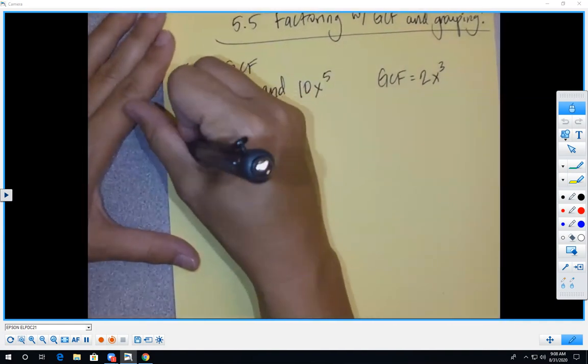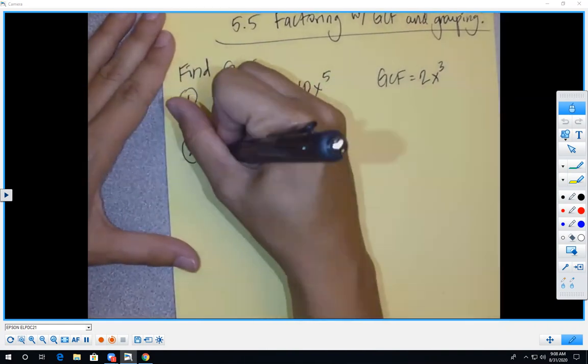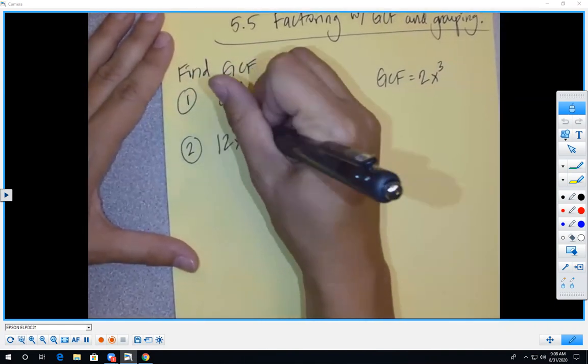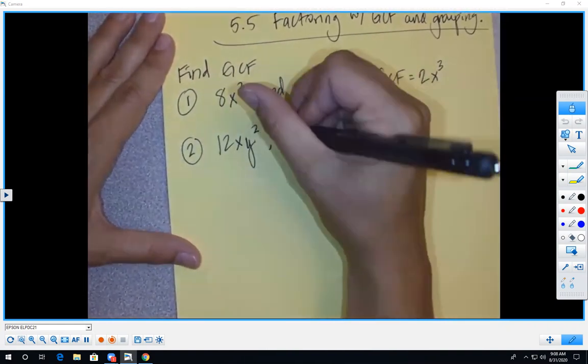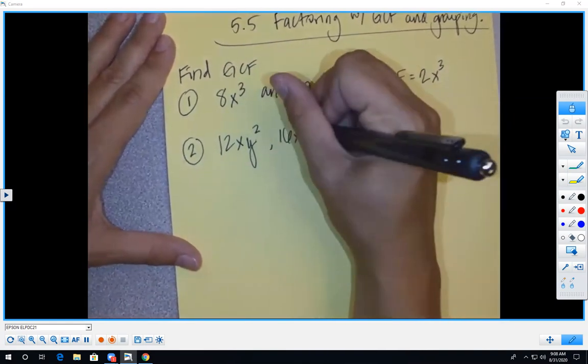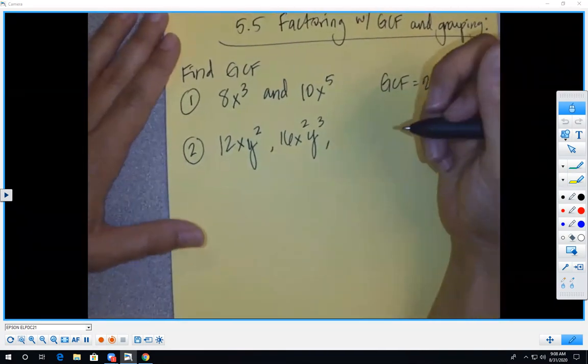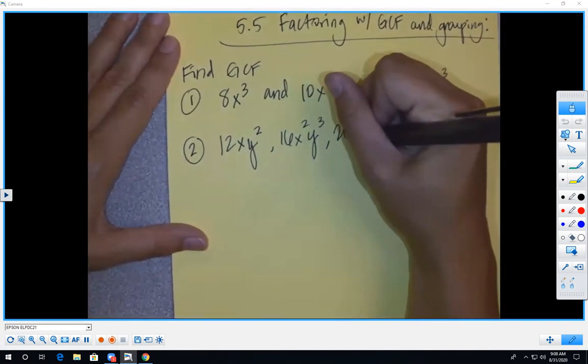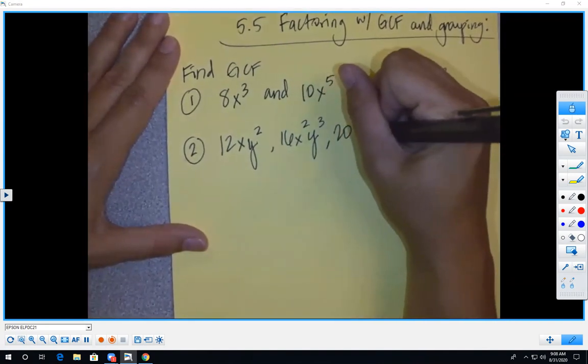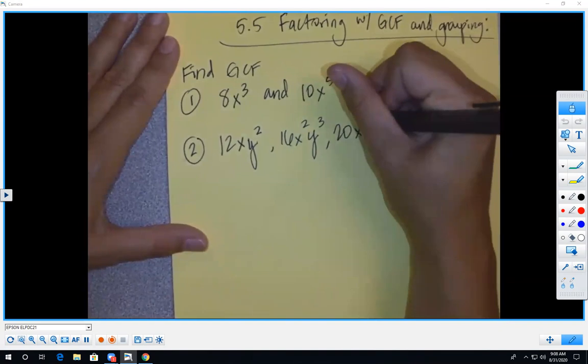Okay, let's do one more like that. If I had 12xy squared, 16x squared y to the 3rd, and 20xy. Let's do x squared y.